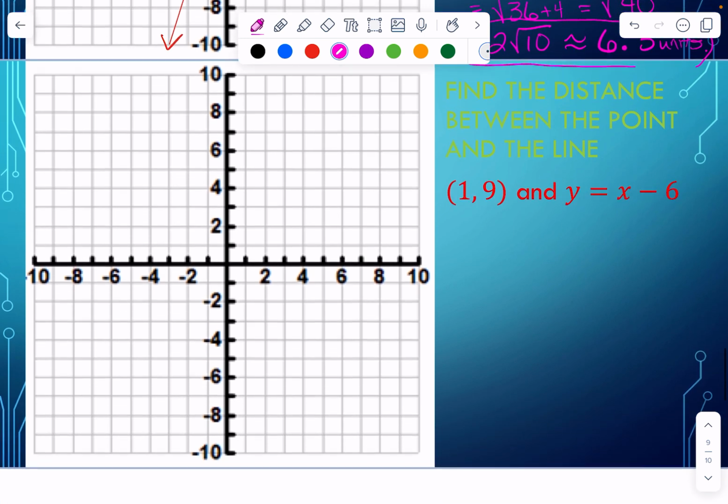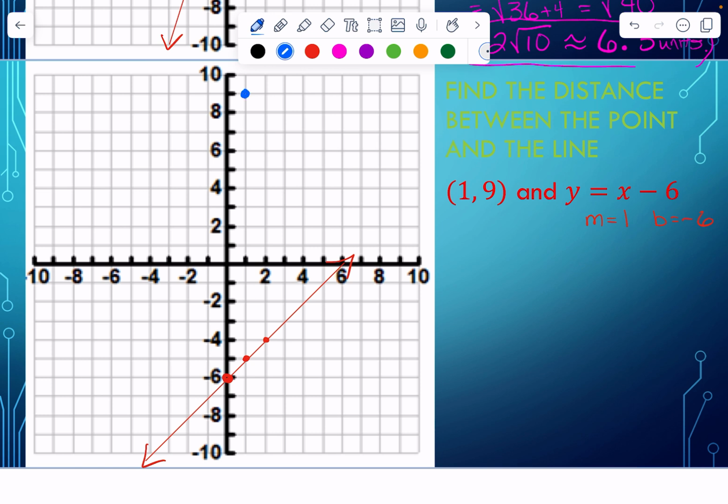So here we go. We're going to start off with what we know. So the first thing I'm going to do is I'm going to graph it. I have a slope of 1 and a y-intercept of -6. So I start down here at -6. From there, I'm going to go up 1, right 1, up 1, right 1. I connect that up. There's our original line. The next thing I'm going to do is I'm going to plot my point. So I'm at 1, 9.